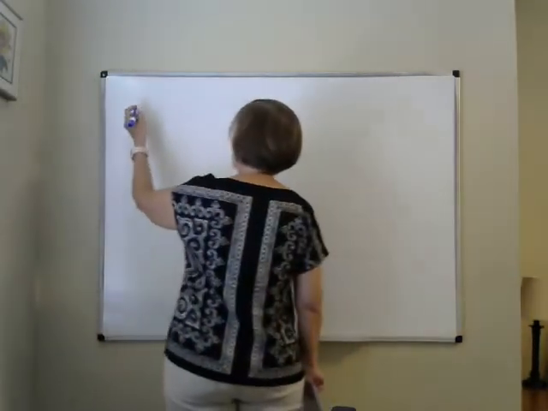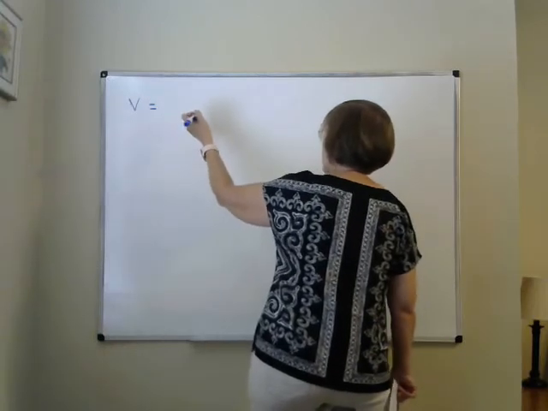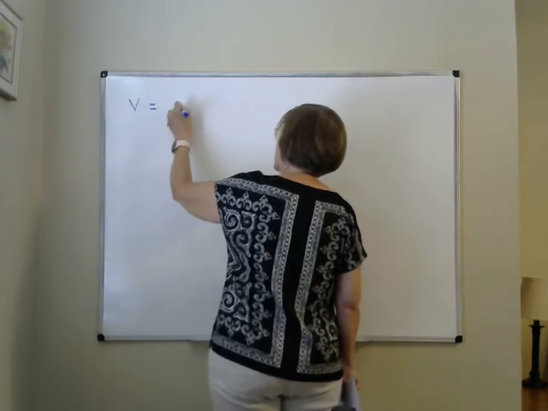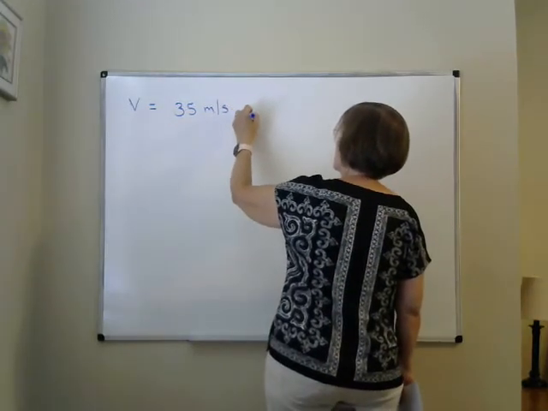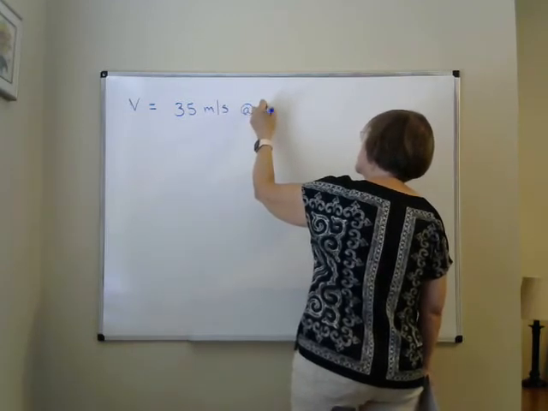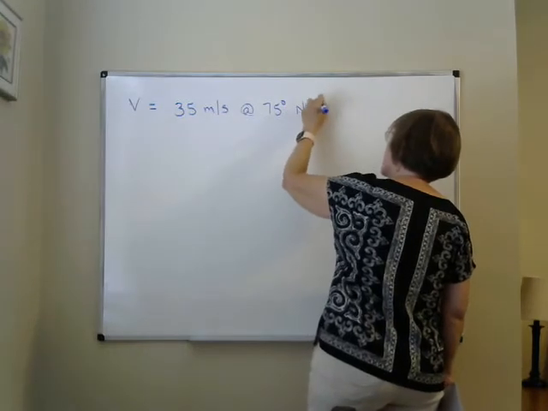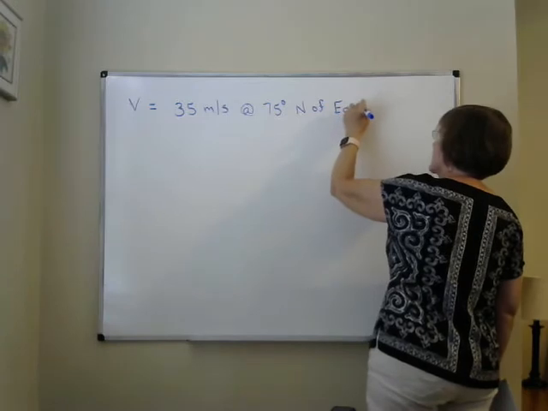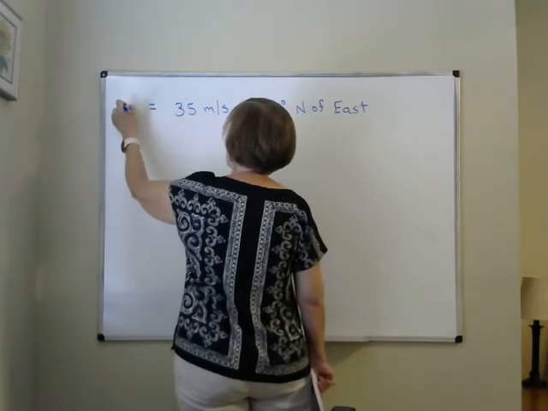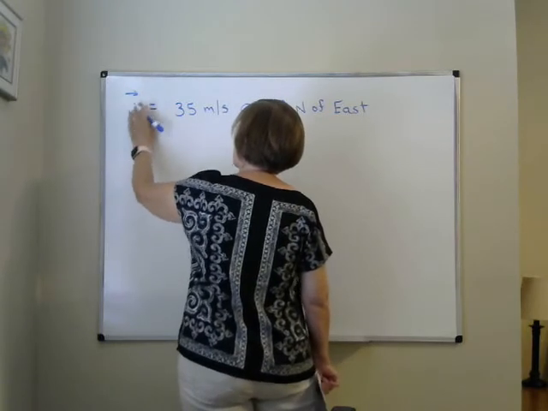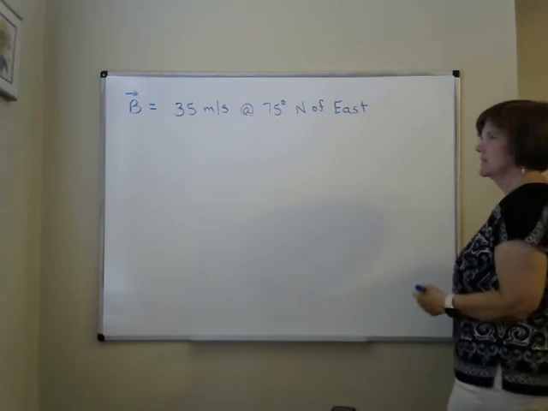Possibly you might have a velocity vector of, we'll let this be a bird. And the bird is flying 35 meters per second at 75 degrees north of east. That's the velocity of the bird. We'll call that vector A. I'm going to call it vector B. B for bird. So the bird is flying 35 meters per second at 75 degrees north of east. We'll see what that looks like in a second.